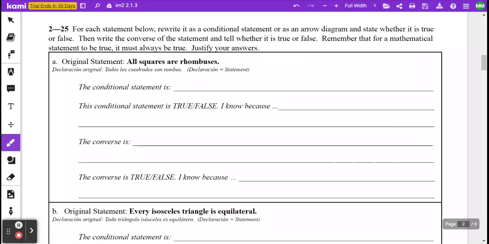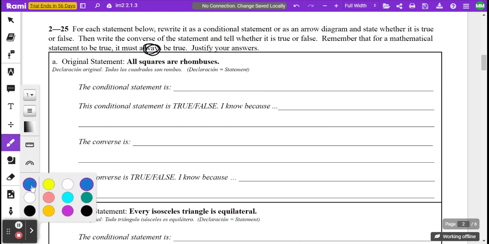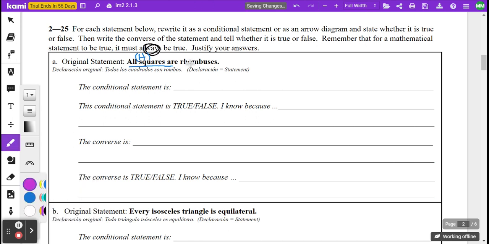Okay, next problem, 2-25. For each statement below, we will rewrite it as a conditional statement or as an arrow diagram and state whether it is true or false. Then we will write the converse of the statement and tell whether it is true or false. Try to remember that for a mathematical statement to be true, it has to always be true. Okay, my original statement is all squares are rhombuses. Let's identify my hypothesis. It's a square. And my conclusion, it's a rhombus.